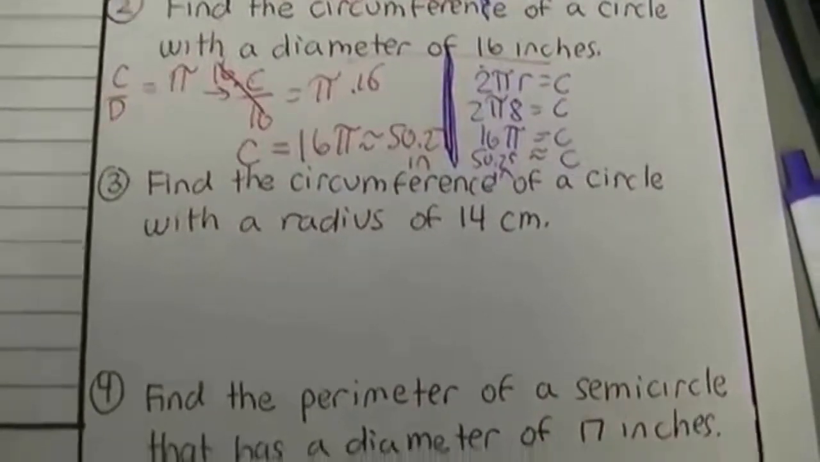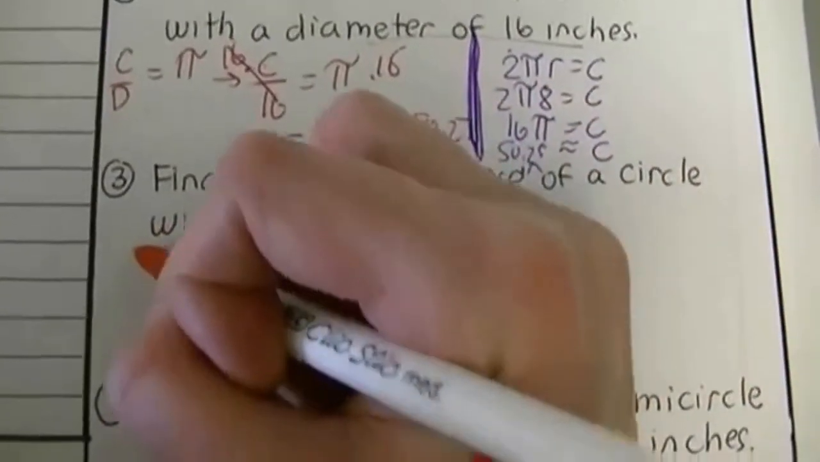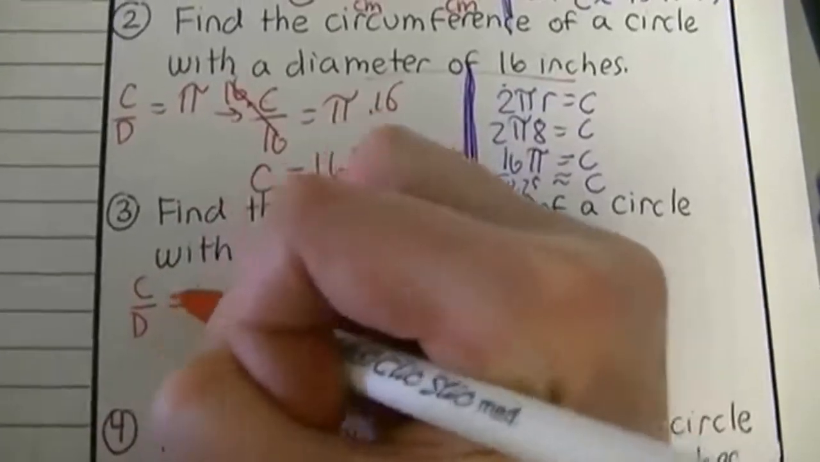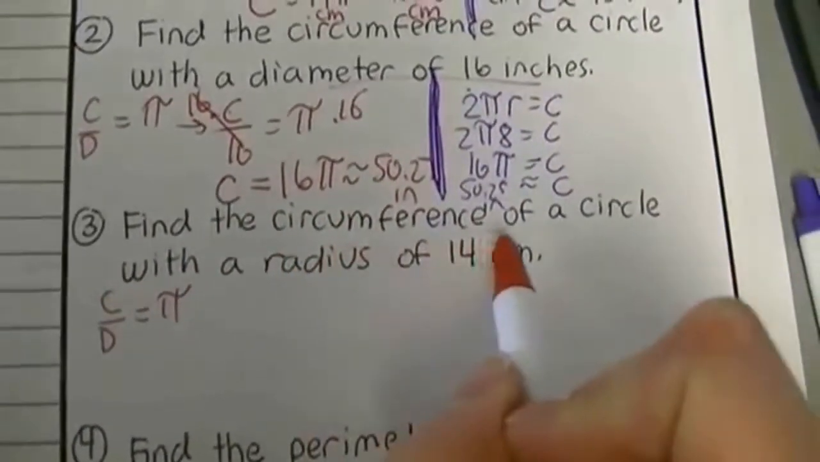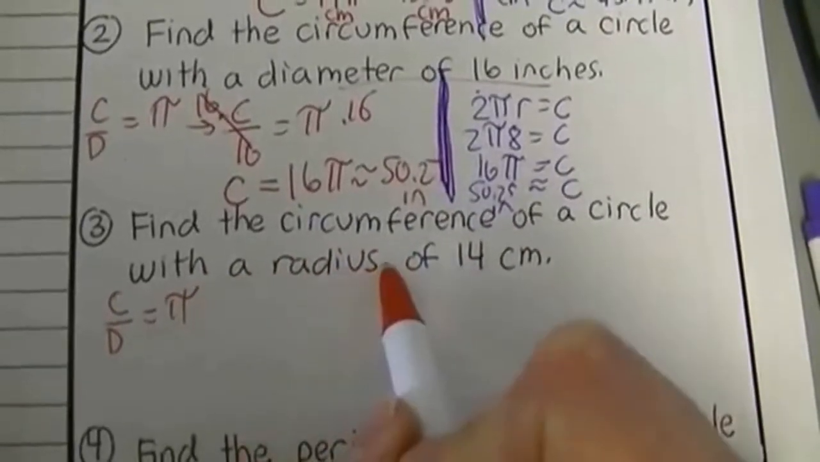Okay, you're pausing it, you're trying it. Try it both ways. Here are the answers. C divided by D equals pi. Find the circumference of a circle if the radius is 14 centimeters.